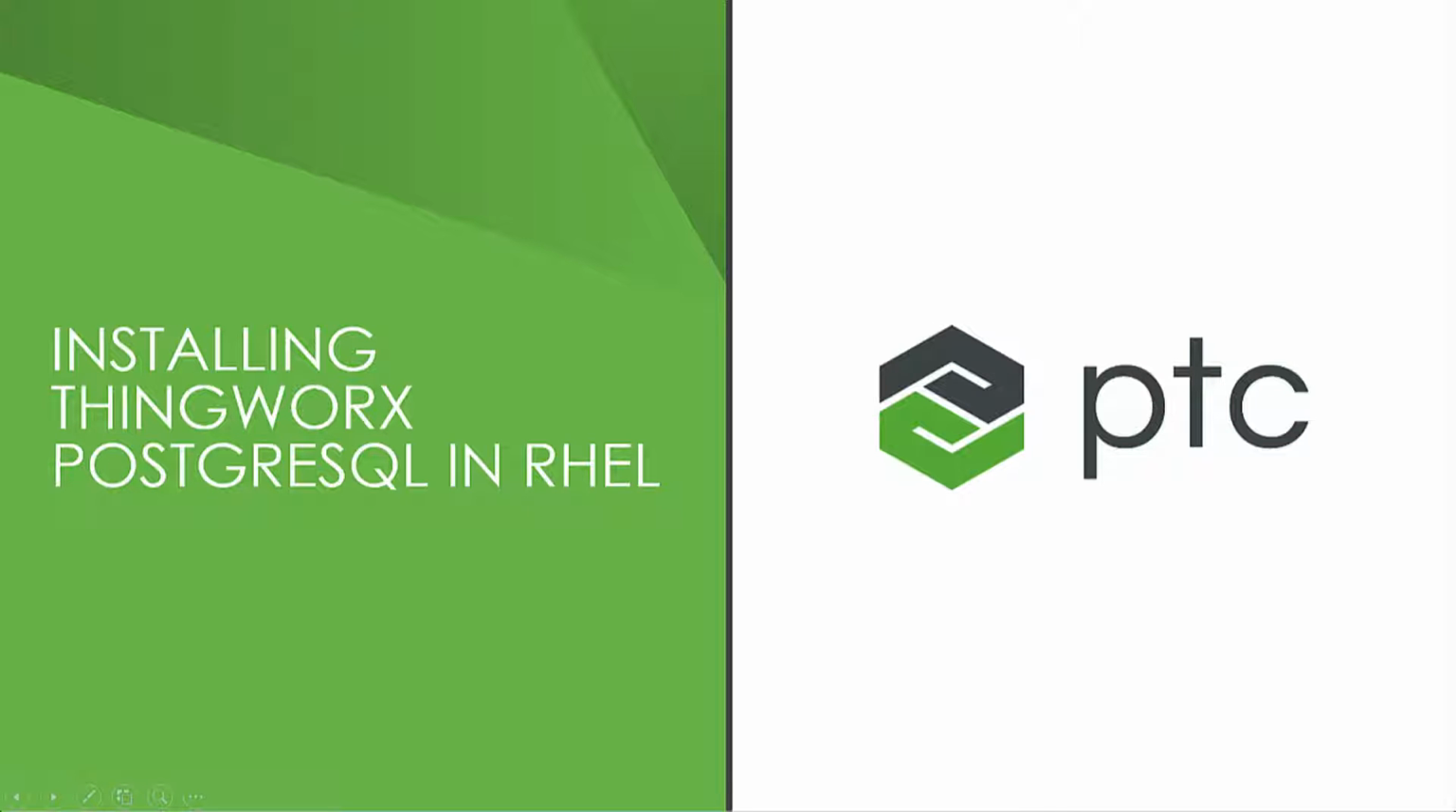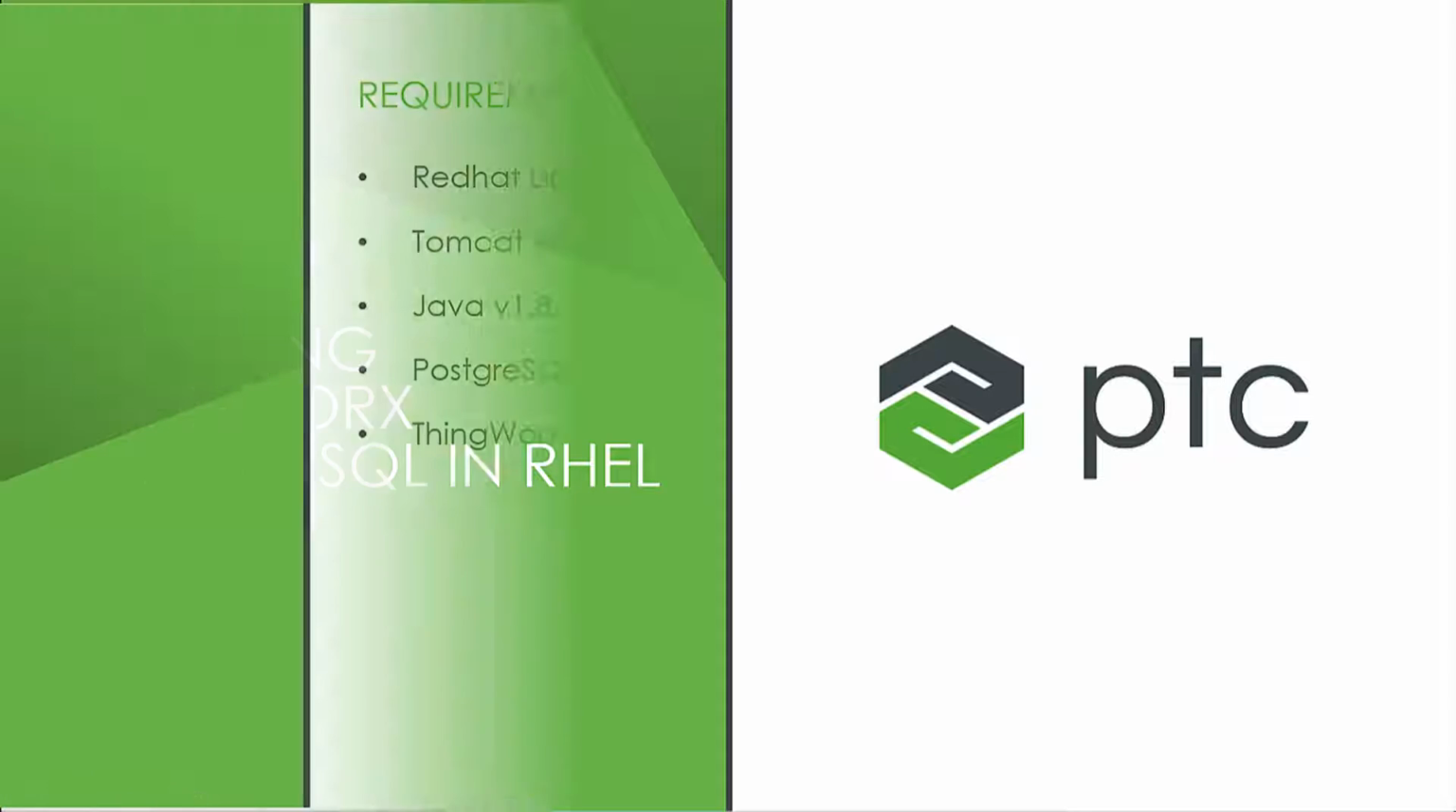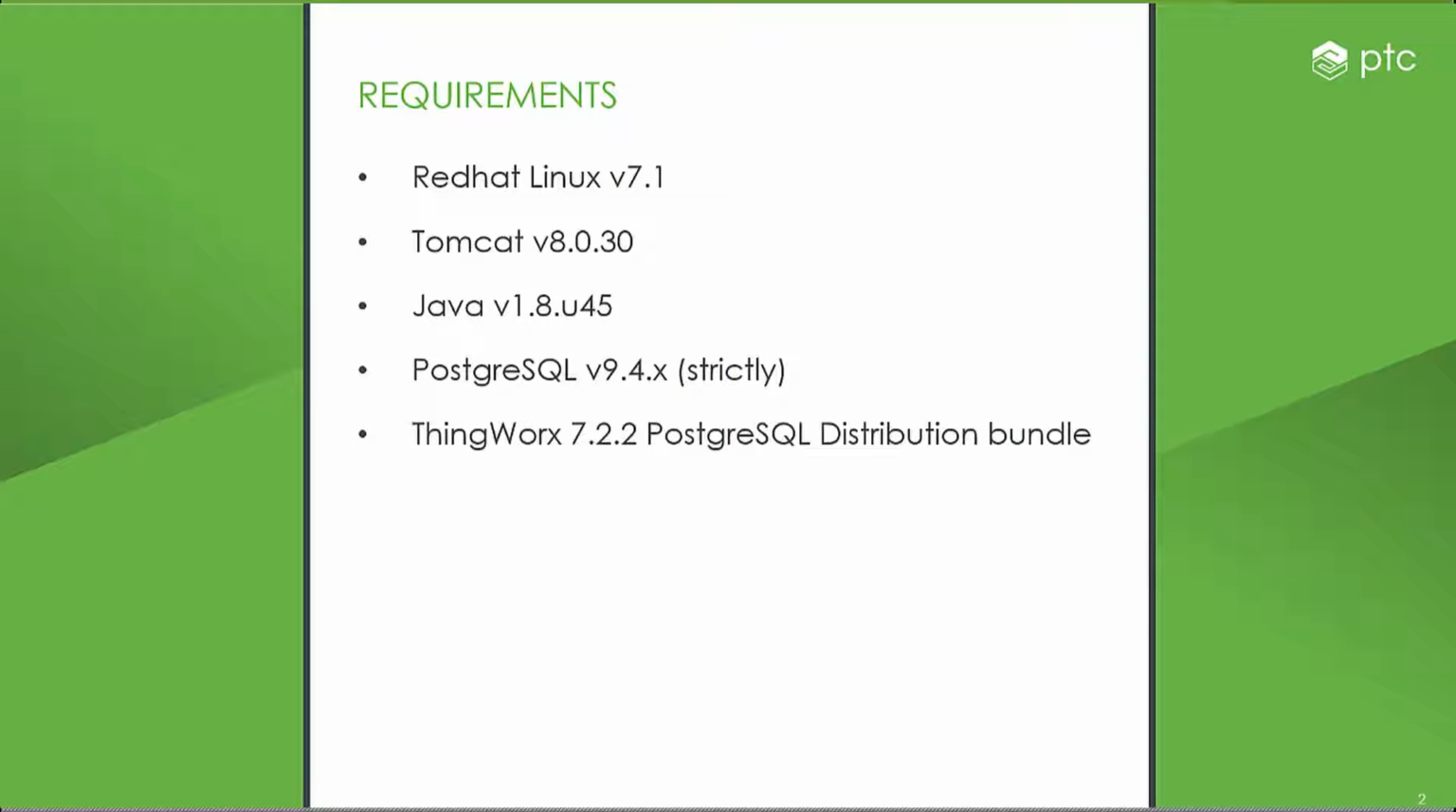In this video, we are going to show how to install ThingWorx PostgreSQL in Red Hat Enterprise Linux environment. In the current demo, I'm going to use Red Hat Linux with version 7.1 and Tomcat with version 8.0.30 or above, Java with version 1.8 with an update of 45 or above, and PostgreSQL strictly version 9.4.x, and also ThingWorx 7.2.2 PostgreSQL distribution bundle.